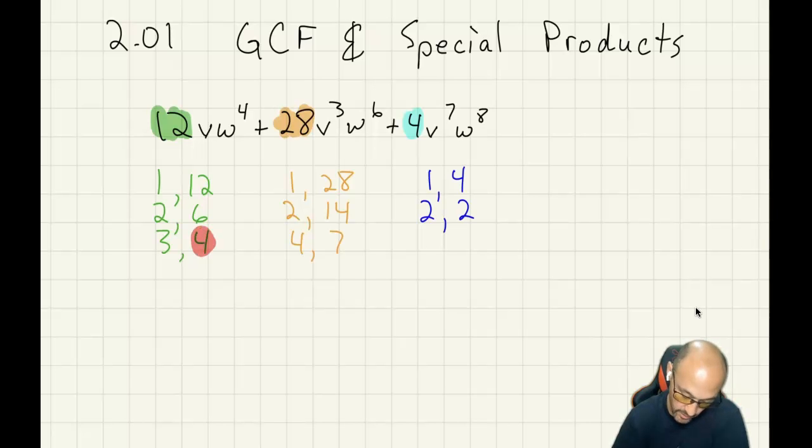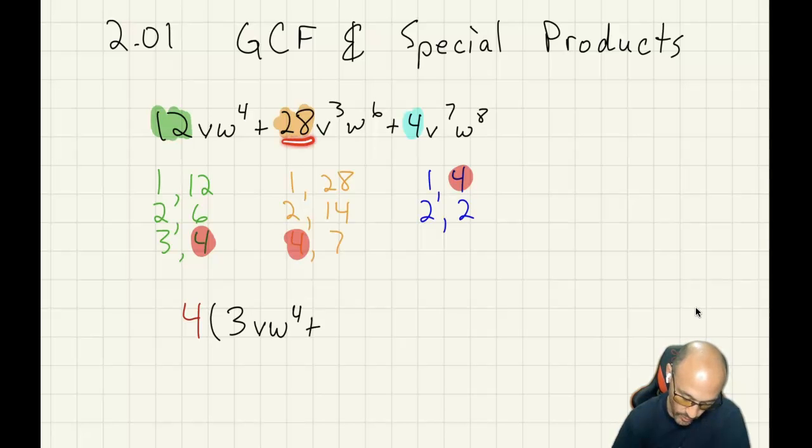Great. So there's a 4, here's a 4, here's a 4. So that means that we can factor a 4 out of the expression. And when we do that, we write 4 times the quantity, that means parentheses, and we think of when we divide 12 by 4, we get 3. I need to put in the rest of that. It's a 3vw to the 4th.